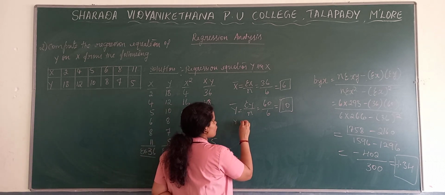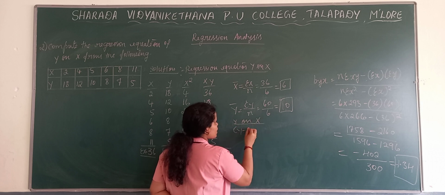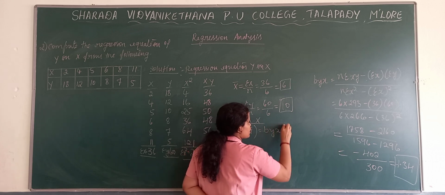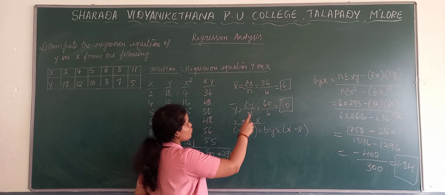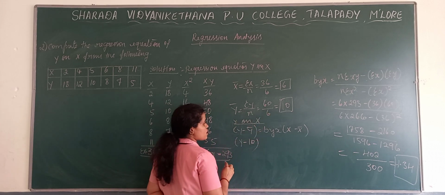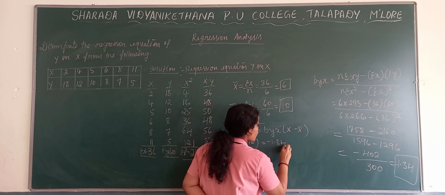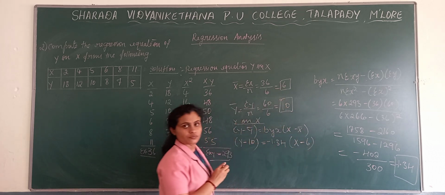So here y on x is y minus y bar equals byx into x minus x bar. The y bar value we know is 10. So write as it is: y minus y bar, it is 10, equals byx, minus 1.34, then x minus x bar, it is 6.